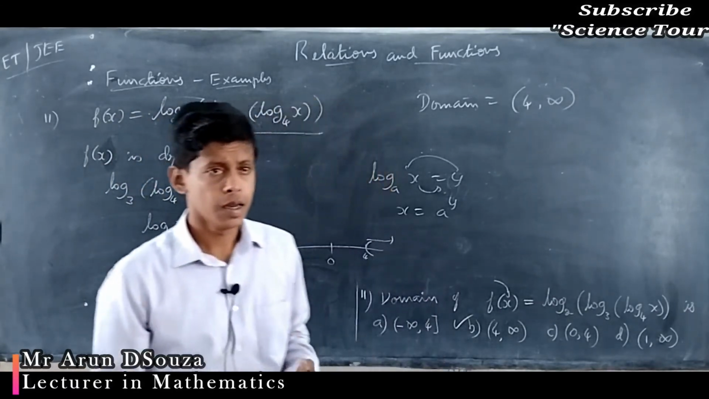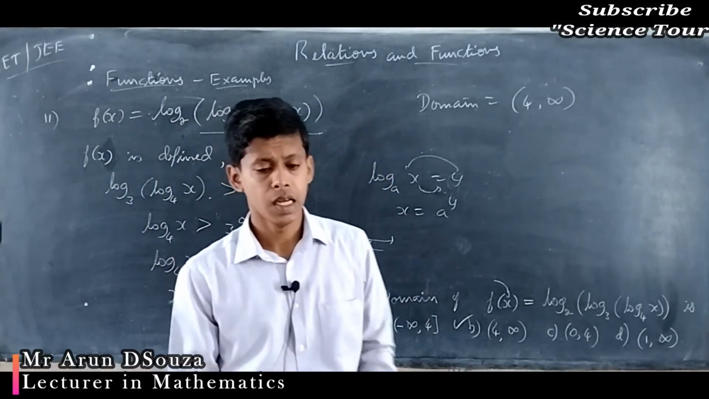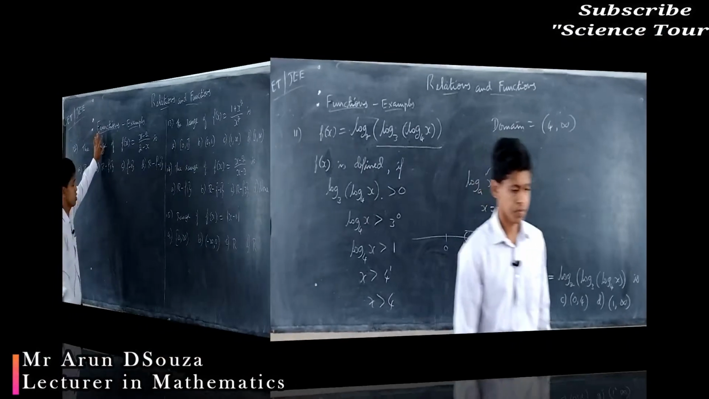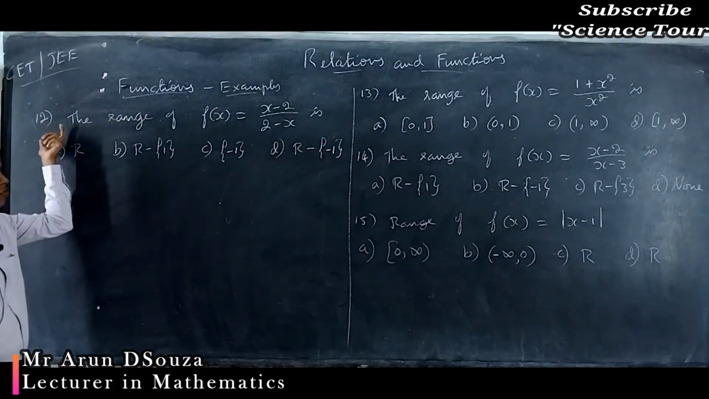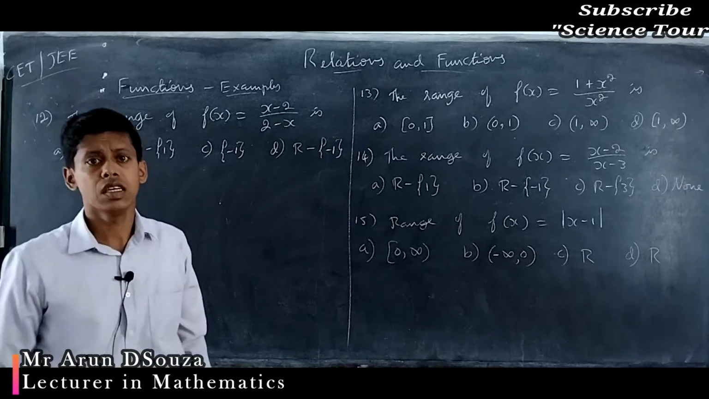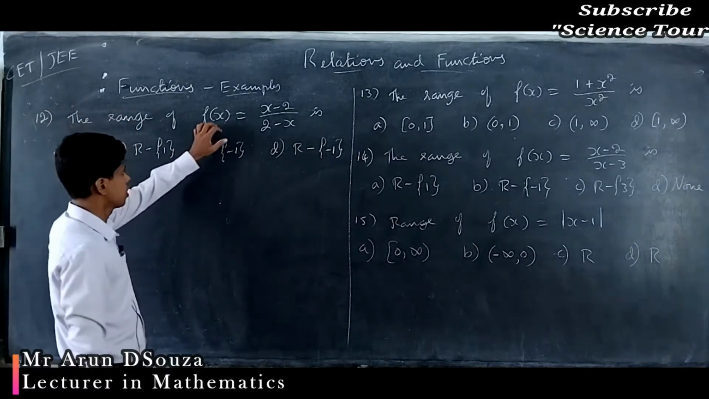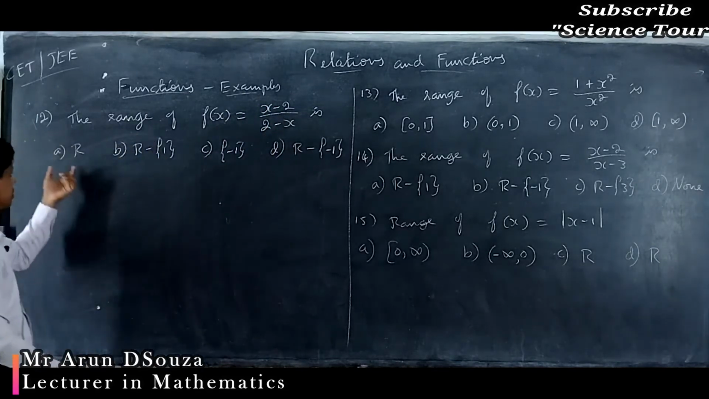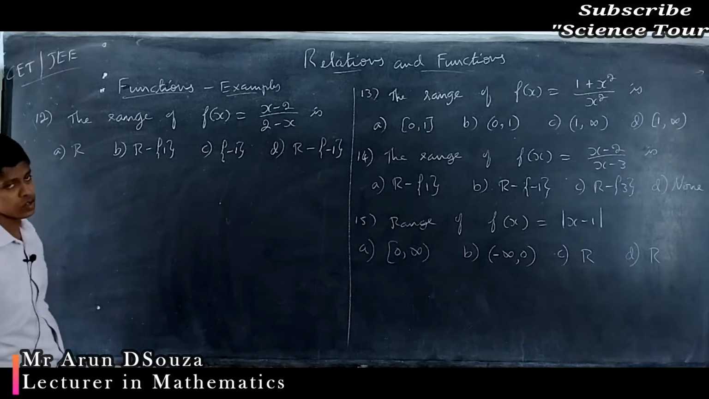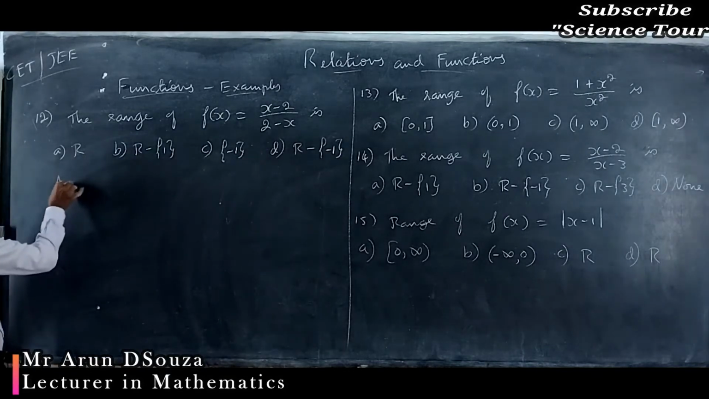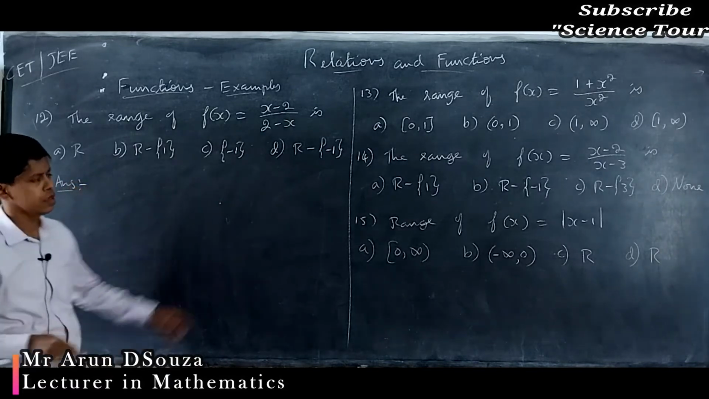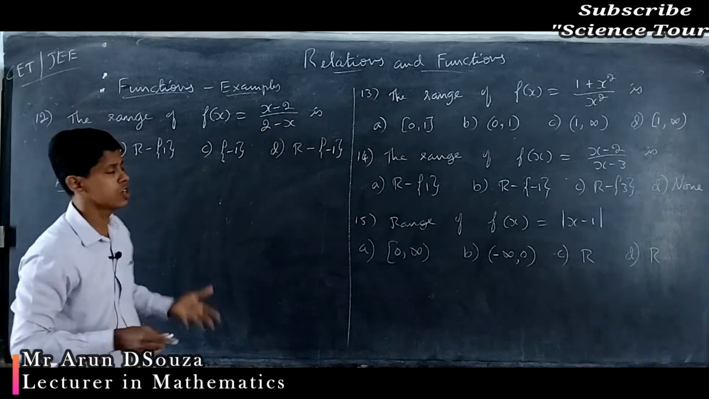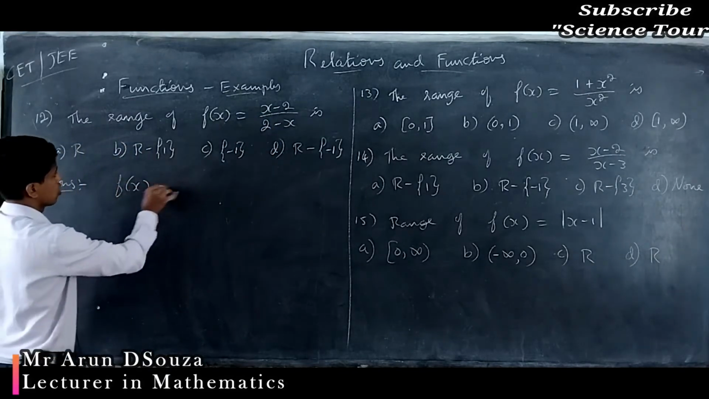All right, so let's continue with the next questions, and those questions are based on finding the range of a function. Now we are in question number 12, and these questions are based on finding the range of the function. Now the first function is f of x is equal to x minus 2 divided by 2 minus x. See, these are the options that we see, and it's a very simple question. See, what we need to do is understand that 2 minus x is nothing but minus of x minus 2. If you understand that, then you got this answer.